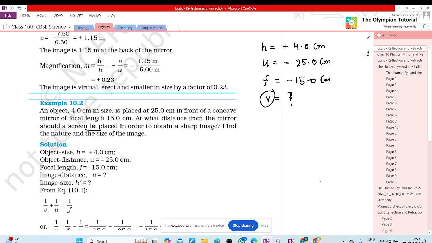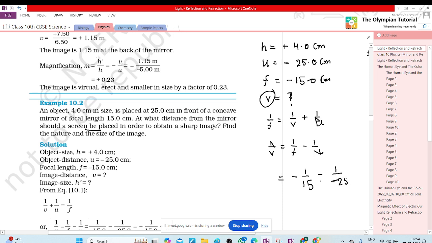Ma'am, can you do it along with me? I have a small doubt. Okay. So what is the mirror formula? 1 by v plus 1 by u is equal to 1 by f. So we'll take 1 by v is equal to 1 by f minus 1 by u. And 1 by f is 1 by minus 15, and minus 1 upon minus 25. Now can you solve it?